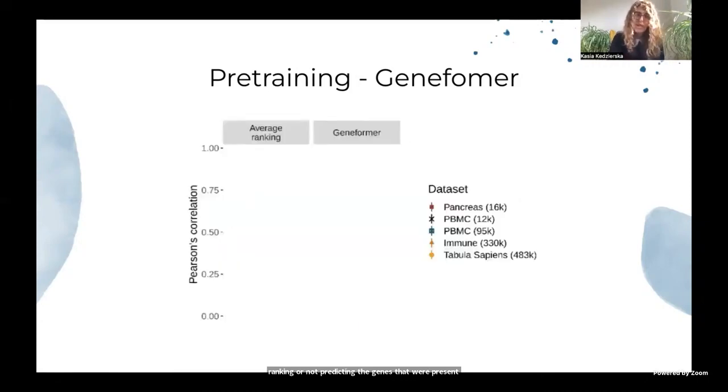To formally evaluate it, we will be looking at the Pearson's correlation between the input and the predicted expression. And to give us a baseline, we calculated the average ranking. So for each gene, we calculated an average position in the rankings present in the input. And then in the dashed line, we have the median for all those datasets in the average ranking. Here, when we see values above the line, that means that the model performs better than the average ranking. And if the values are below the line, that means that the model performs worse.